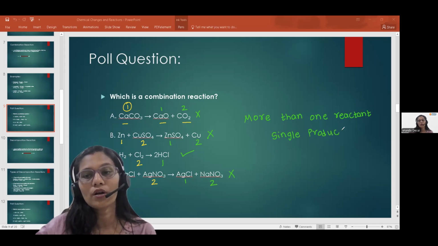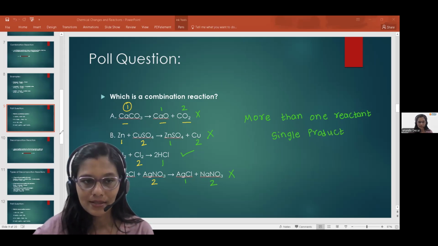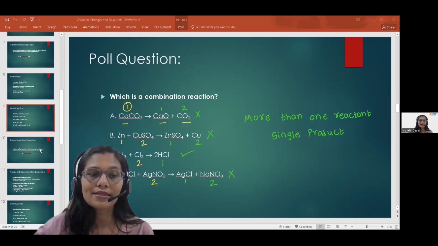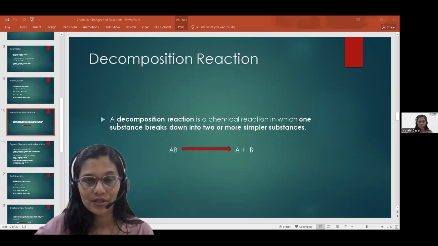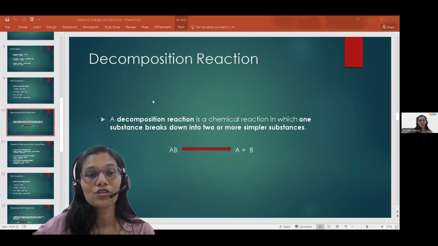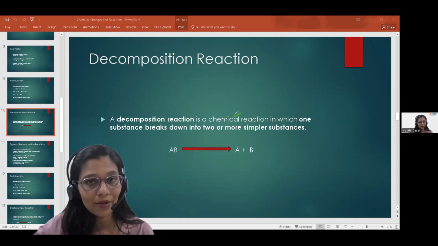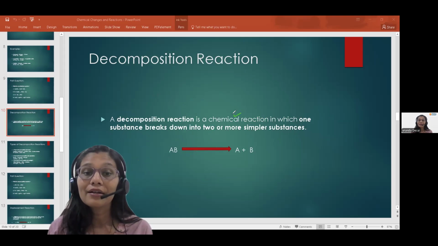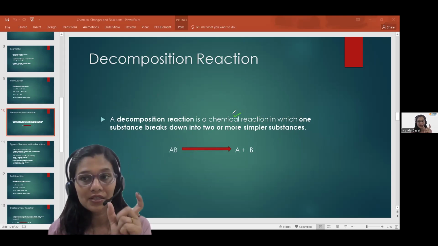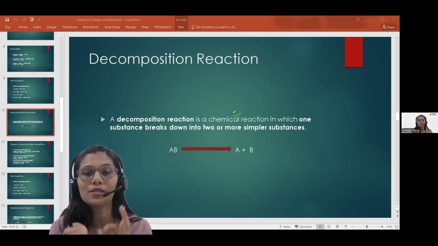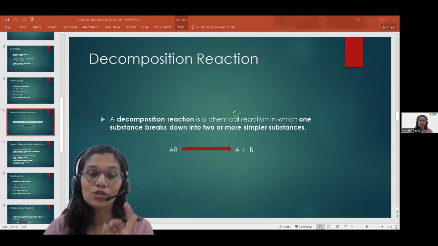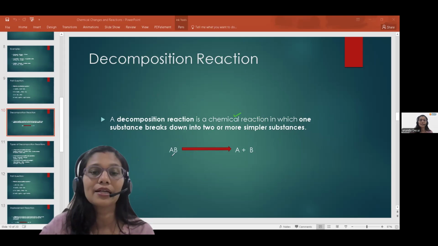So that's what a combination reaction is. Now let's go to the next type of reaction, that is decomposition reaction. A decomposition reaction is again a type of chemical reaction, but here there will be only one substance which will break down into two or more simpler substances. Right, so here how it will be represented.